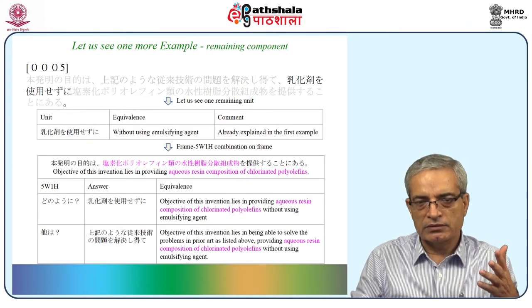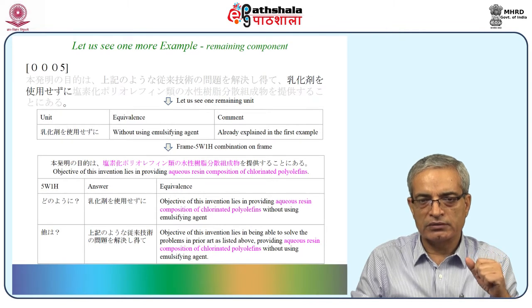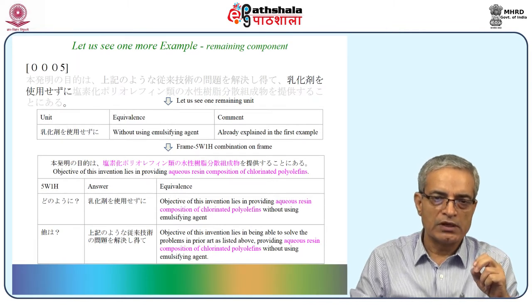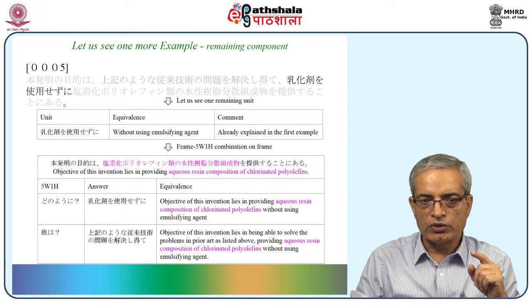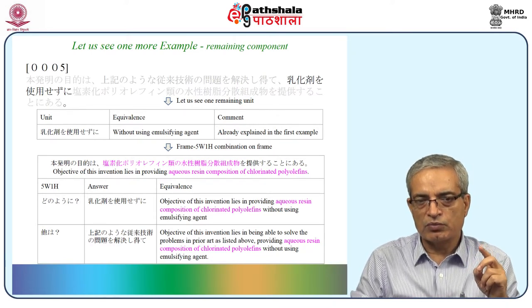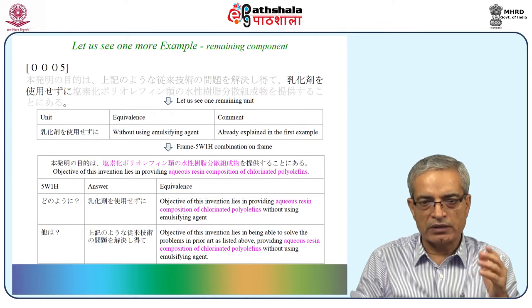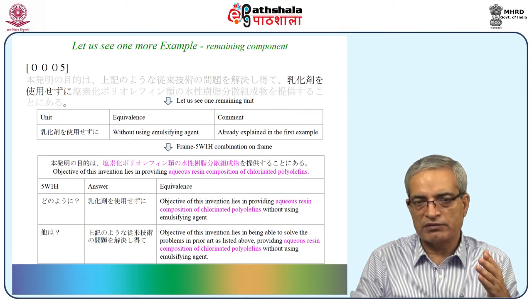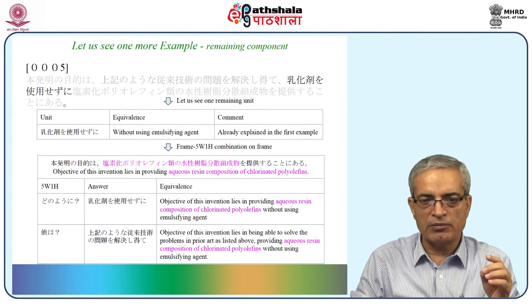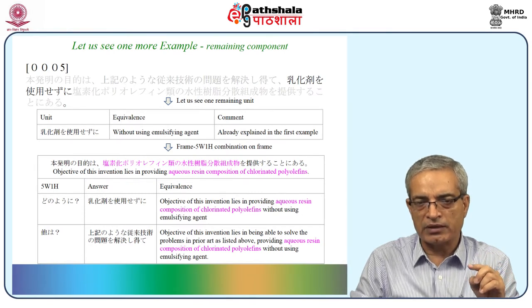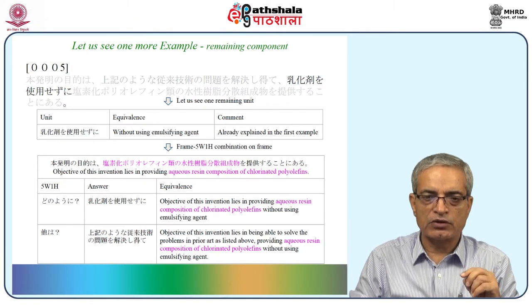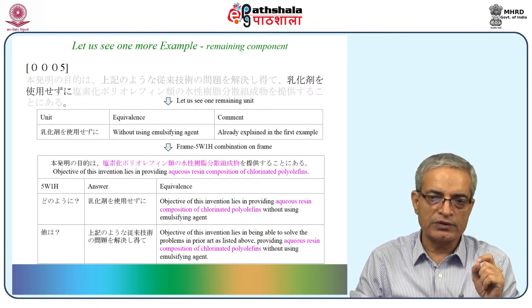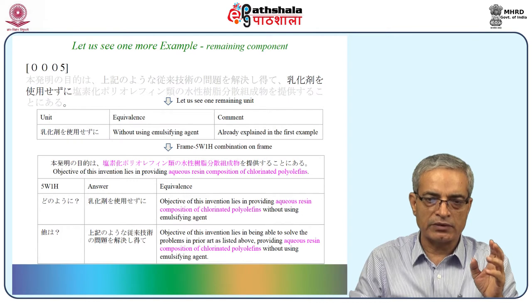Let's see the 5W1H on this frame. "Nyūkazai o shiyō sezu ni. Jōki no yōna jūrai gijitsu no mondai o kaiketsu shite." And the translation comes as objective of this invention lies in being able to solve the problem in prior art as listed above, providing aqueous resin composition of chlorinated polyolefins without using emulsifying agent.